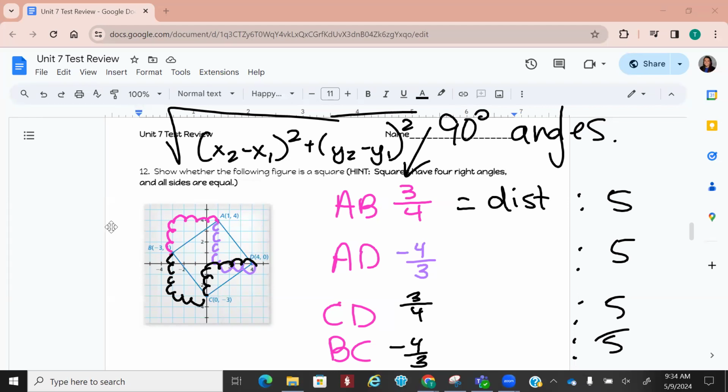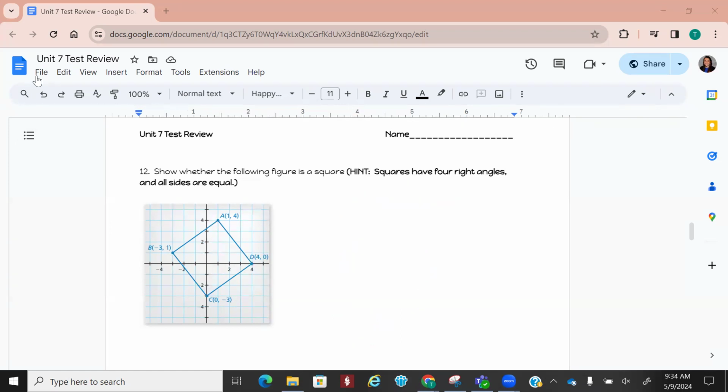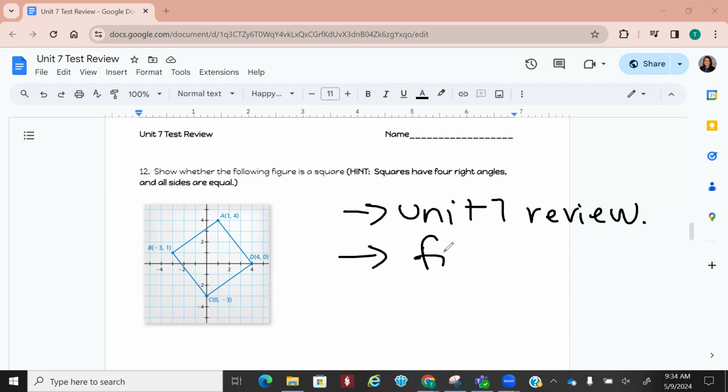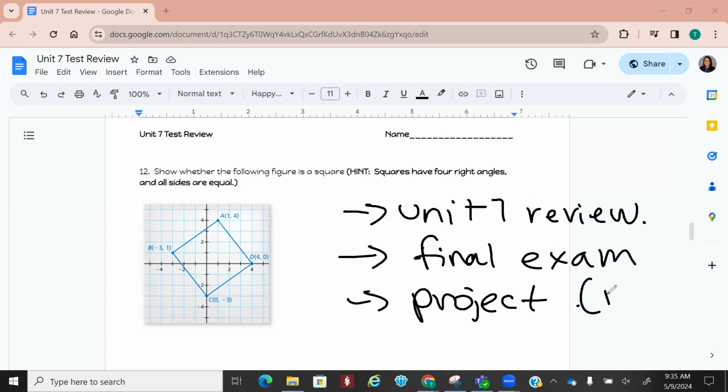Okay. At this point, you should be done with your entire review packet. Here are the 4 things that you could potentially be working on. Okay, so I'm going to erase this. So here are the 4 things you could be working on. You could be finishing up your Unit 7 review. That's this paper. You could be working on your final exam packet. You could be working on your project. Okay, remember, this is due Tuesday.